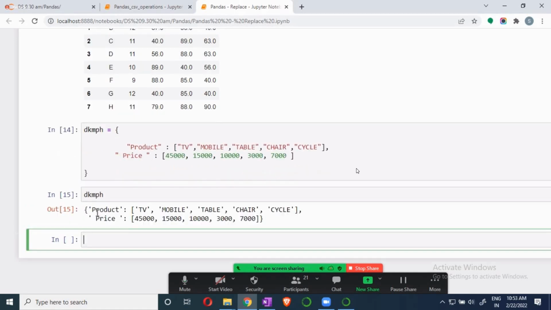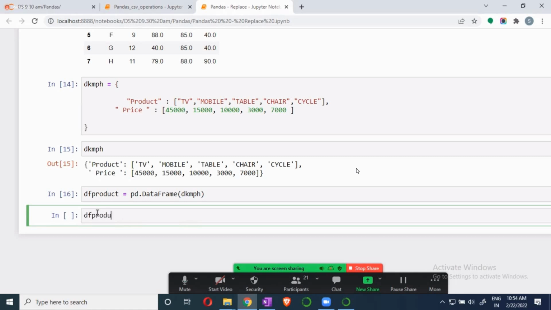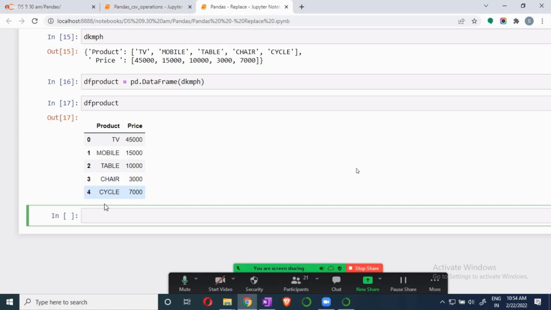Okay, this is a dictionary. With pd.DataFrame I want to convert it into a data frame. I will call it df_product, just like this. Now I want to find out the total price I have to spend for this. Price dot sum. Okay, you will do it.